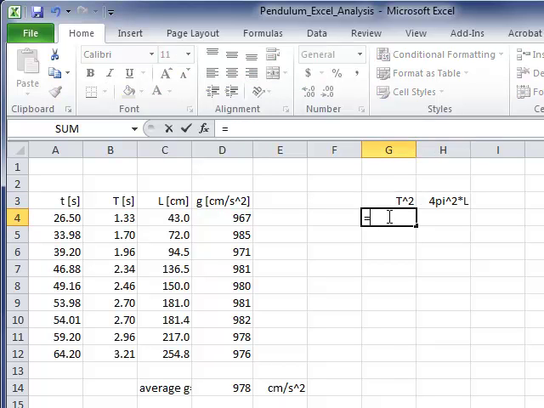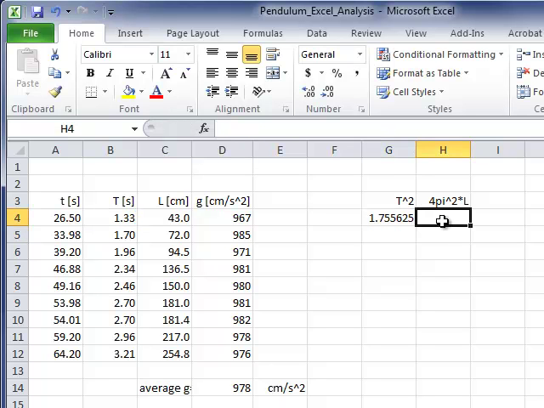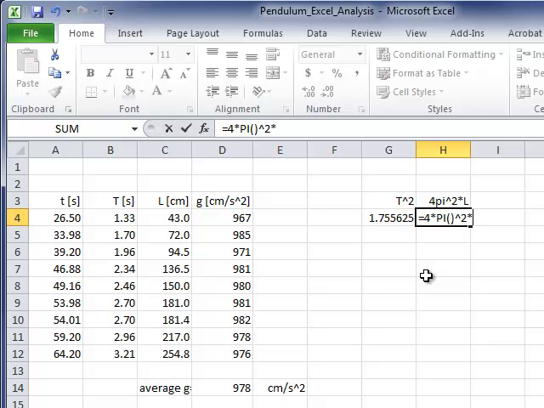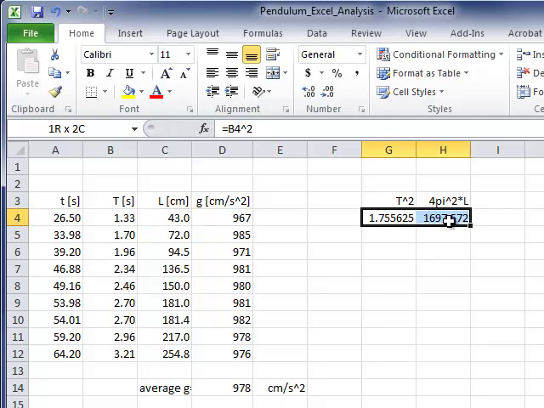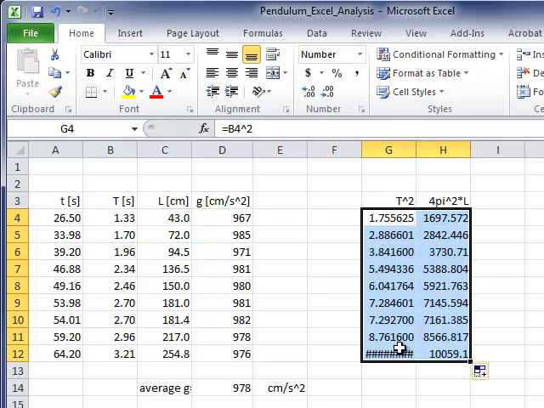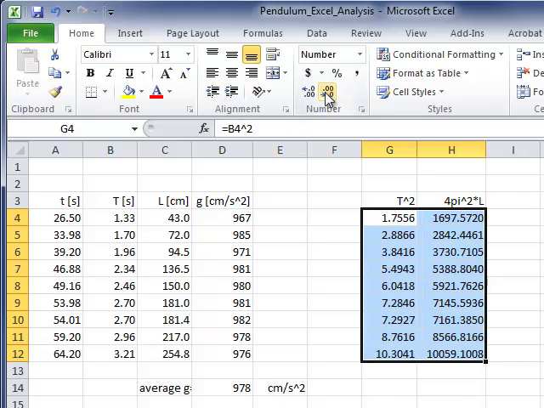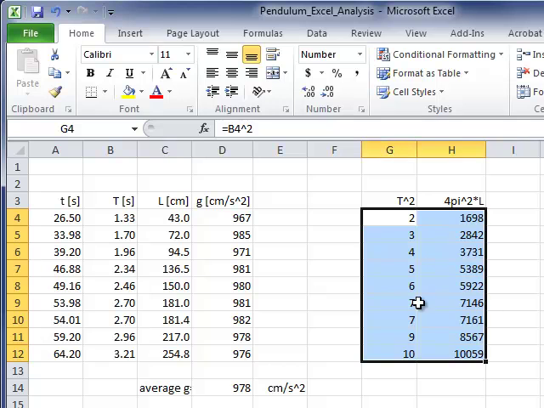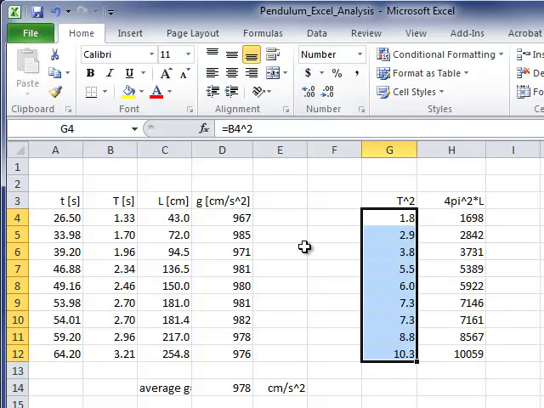So here I'm going to grab cell B4 and square that. Here I'm going to grab 4 pi squared times cell C4. Okay, I'm going to highlight both, pull them down. There we go. Don't need that many digits here. That'll be fine. Maybe one here, one more here. There we go. Okay, and then I graph these data.